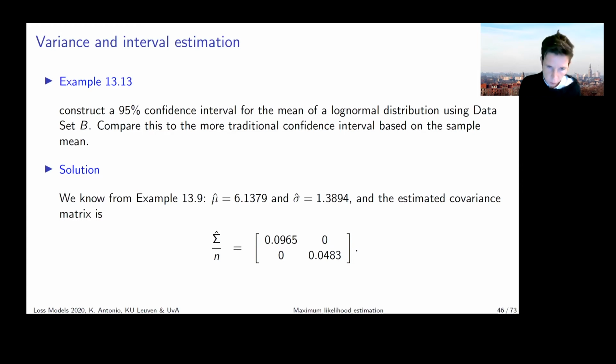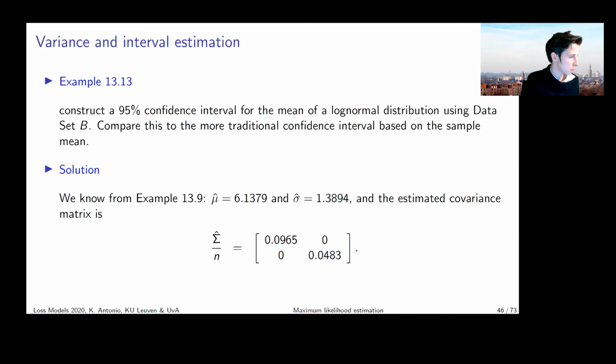So we have here mu hat and sigma hat, which we actually calculated, so evaluated for the sample that we observed in dataset B. And in the previous example, we also saw that the estimated covariance matrix that comes with these maximum likelihood estimates has the following entries. That's what we did in the previous example.